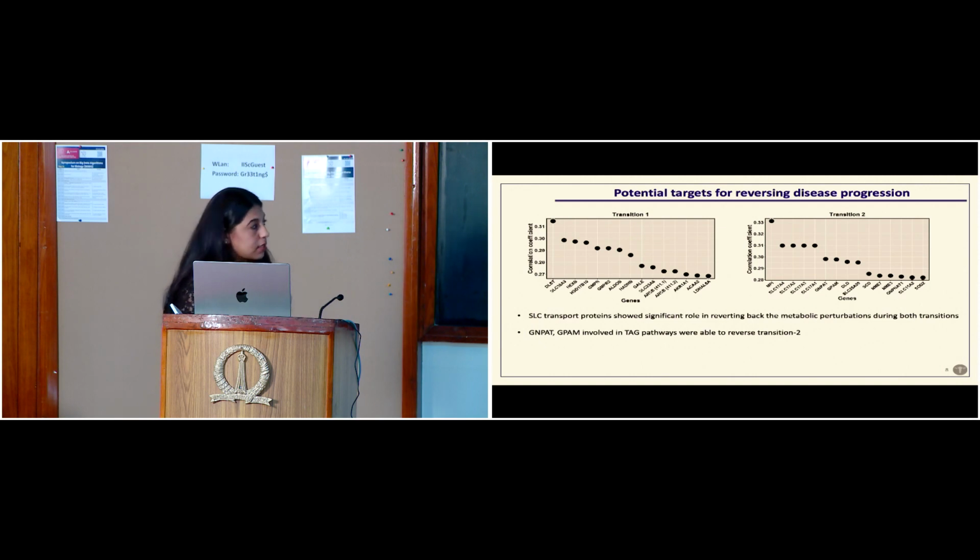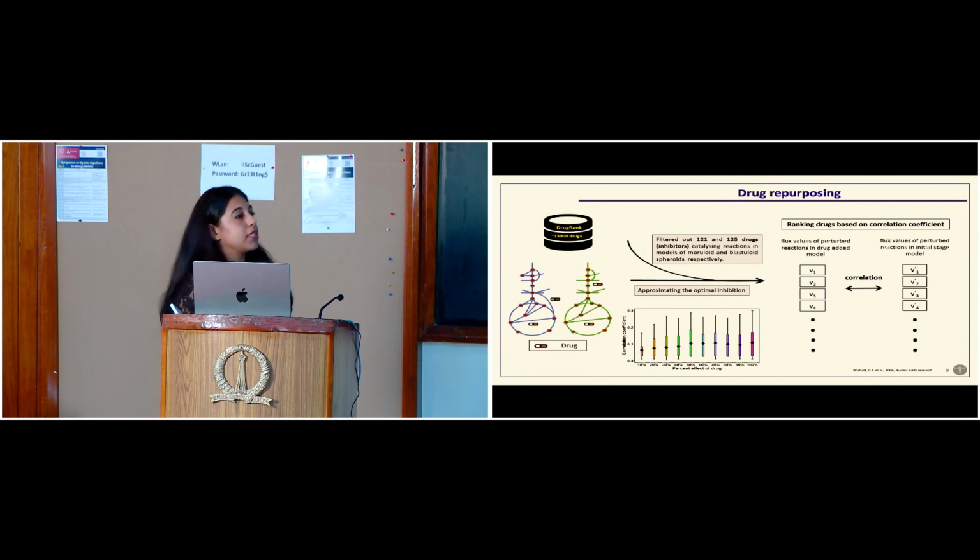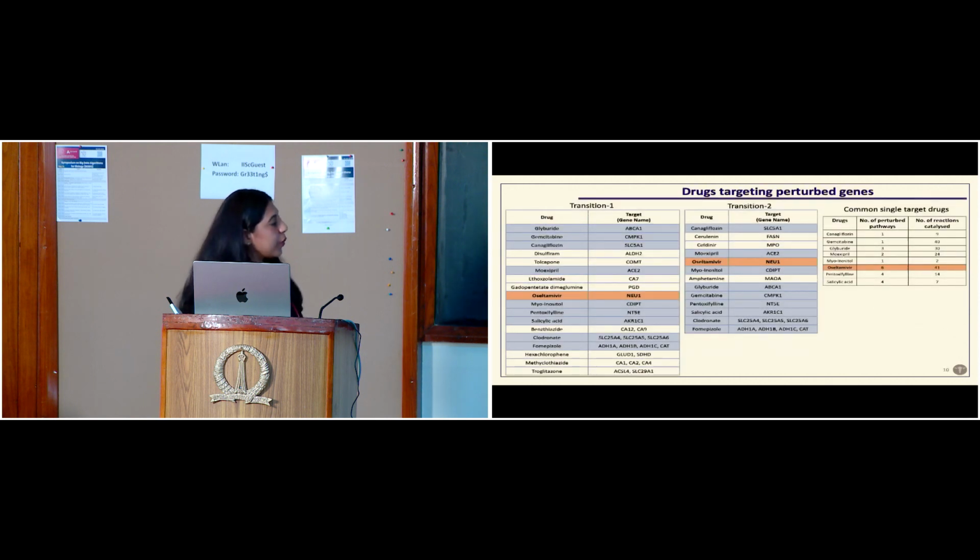Now, since we have seen the targets, we really wanted to see what drugs are available in the market to repurpose. So for this we did drug repurposing, and we exhausted the DrugBank database. From there we filtered out drugs which were targeting the genes which were reverting back the transition, and from there we got the drugs which were showing reversal, for each of transition 1 and transition 2.